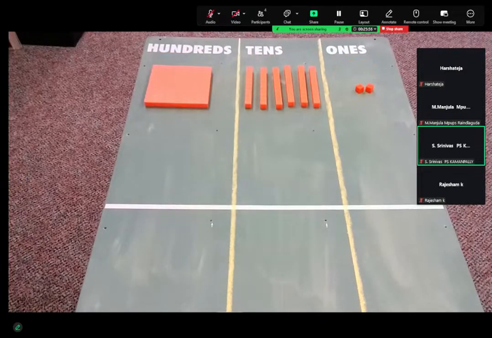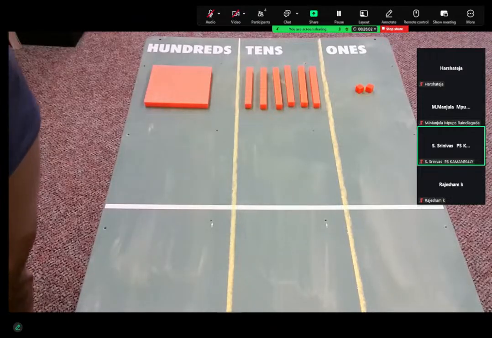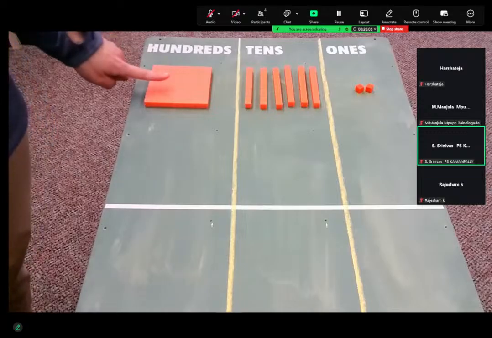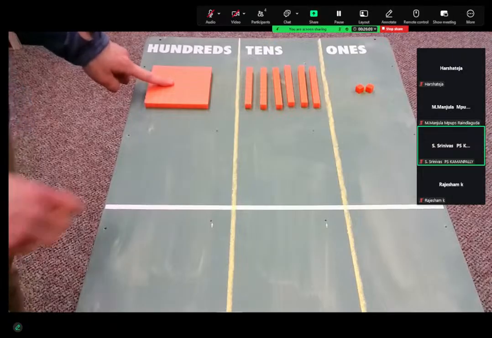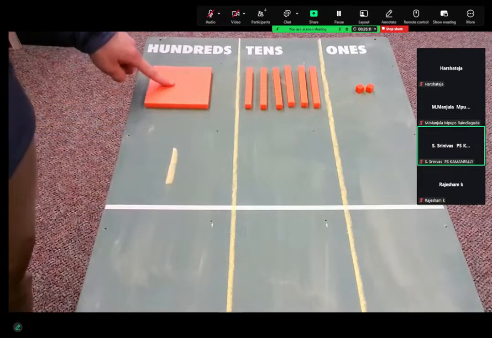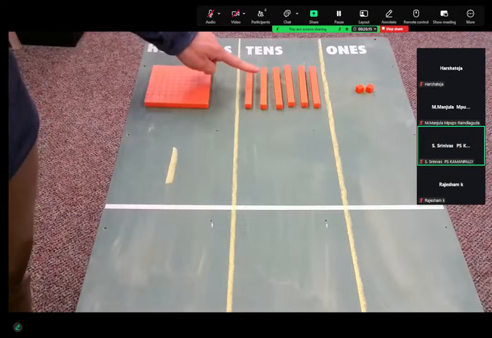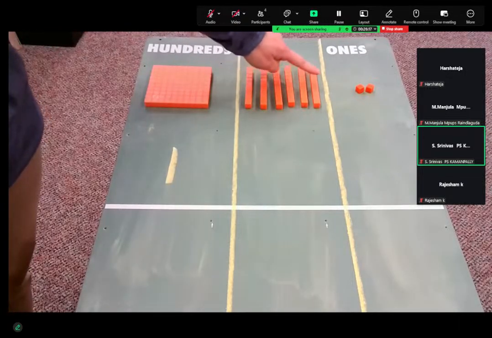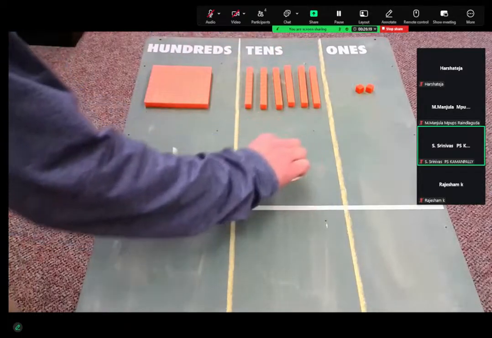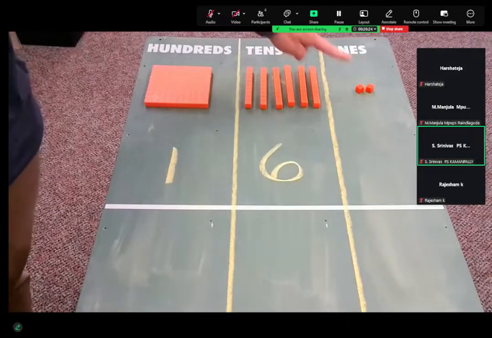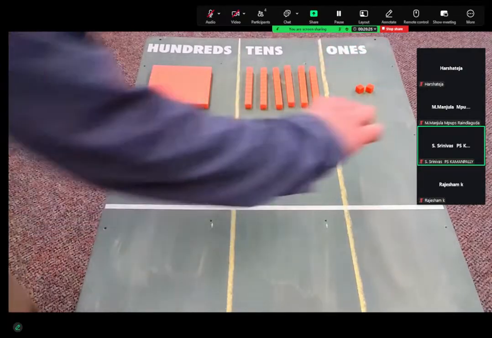Okay, boys and girls, we're back and we have a brand new number. So let's start simply. Let's create the number by counting how many of each block we have. So let's start in our hundredths. We only have 1 hundredths block. So then that's a 1. How many tens blocks do we have? 1, 2, 3, 4, 5, 6. So that means I have 6 tens there. And how many ones do I have? 1, 2.